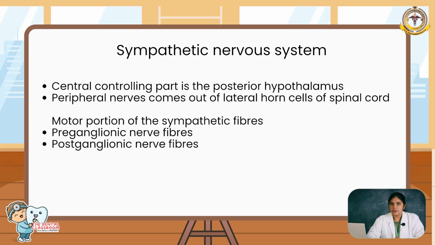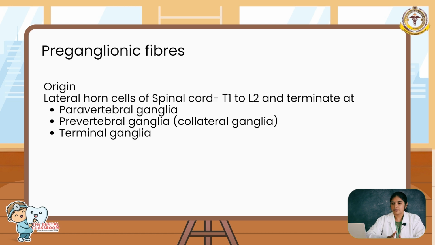First we will see about the sympathetic nervous system. The central controlling part of the sympathetic nervous system is the posterior hypothalamus, and the peripheral nerves come out of the spinal cord through the lateral horn cells. It has both preganglionic and postganglionic nerve fibers. Preganglionic fibers originate from the spinal cord at the level of T1 to L2 and terminate at the paravertebral ganglion, prevertebral ganglion and terminal ganglia.